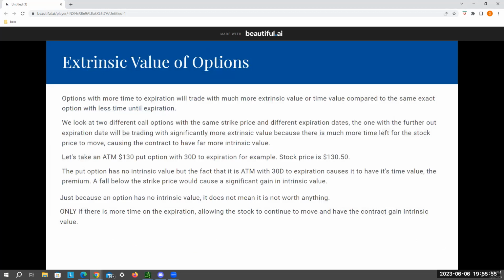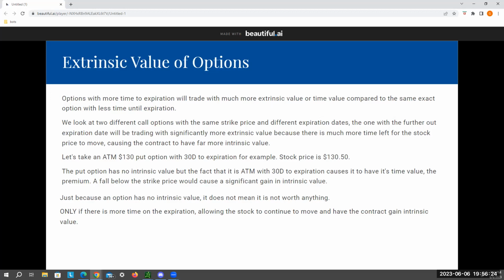Now, with extrinsic value of options, options with more time to expiration will trade with much more extrinsic value, or time value, compared to the same exact option with less time to expiration. What that means is, if I get an options contract that expires at the end of the week versus an options contract that expires at the end of the month, the one at the end of the month will have much more extrinsic value because it has much more time on it. It's simple. Extrinsic value is time value. The more time, the more extrinsic value. The less time, the less extrinsic value.